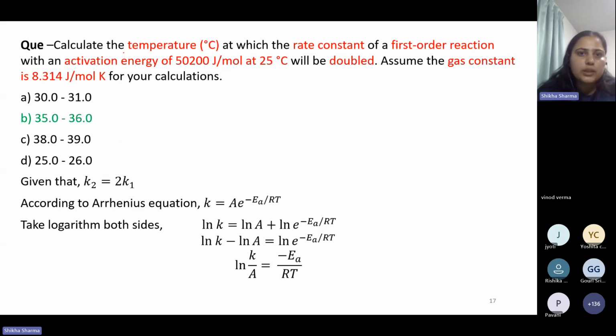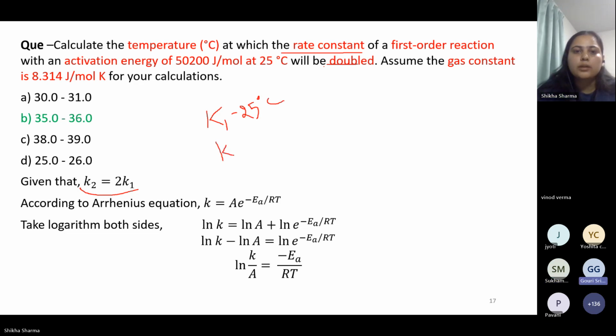Let's solve this problem. It is given in the question: calculate the temperature at which the rate constant is going to be doubled. So if we assume K1 as our first rate constant at the temperature 25 degrees Celsius, K2 is the rate constant at the temperature which we need to calculate, right? It is given that K2 is the double of K1. So K2 equals 2K1.